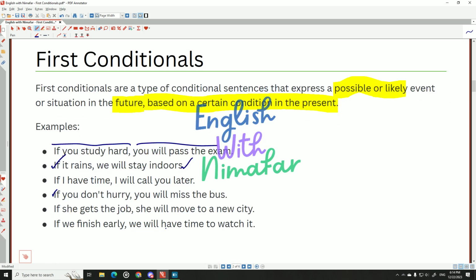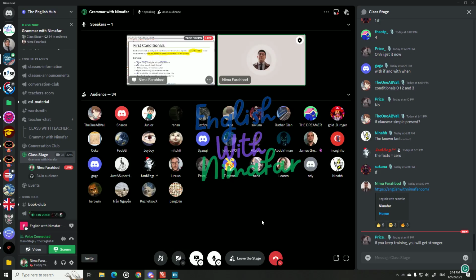If she gets the job, she'll move to a new city. Well, provided that, we say that's a condition. If she gets the job, she will move. If she doesn't get the job, for example, she gets rejected in the application or the interview, well, she won't move to a new city, obviously. And if we finish earlier, we will have time to watch, for example, a movie or something.